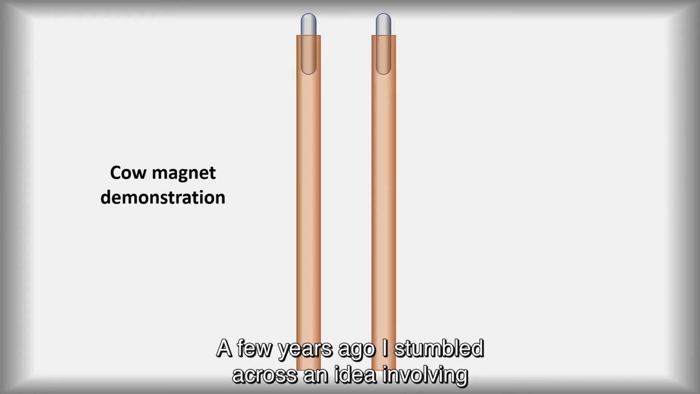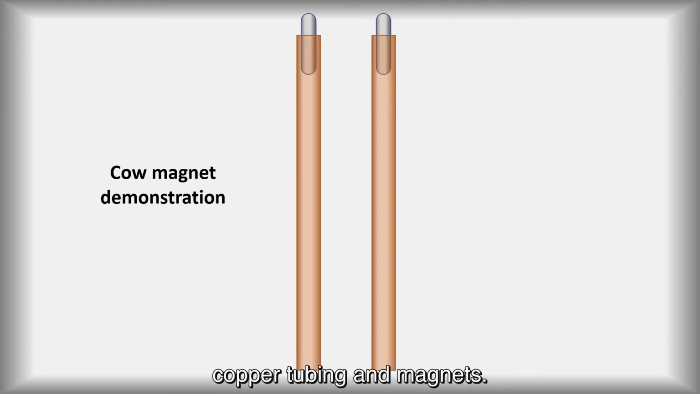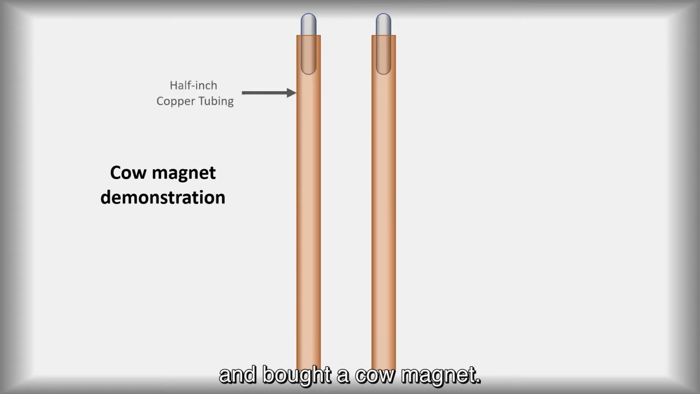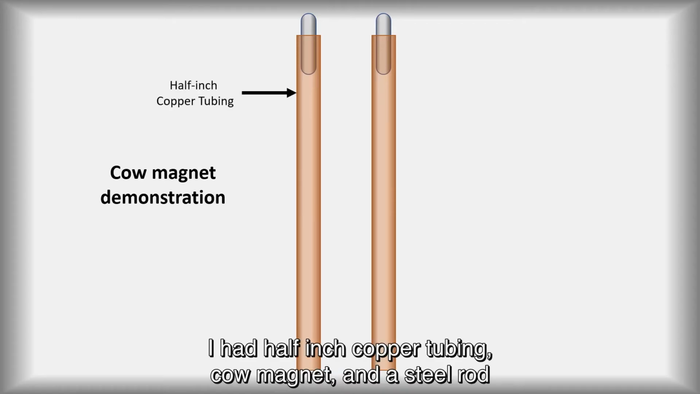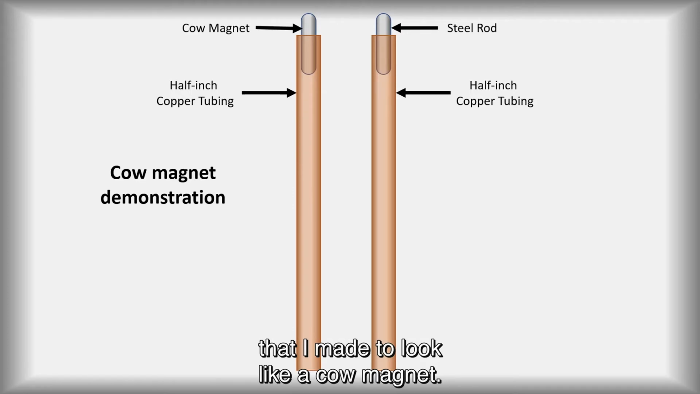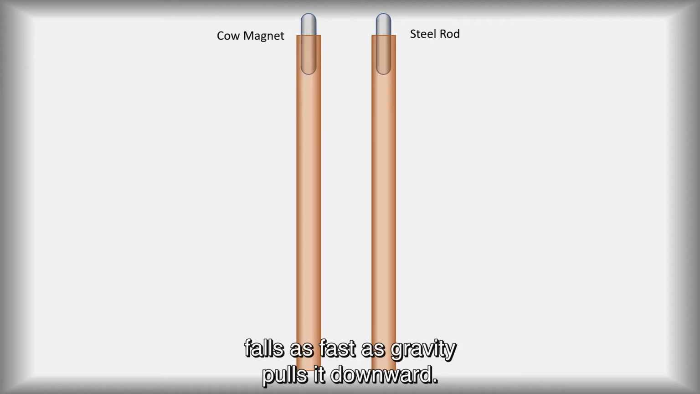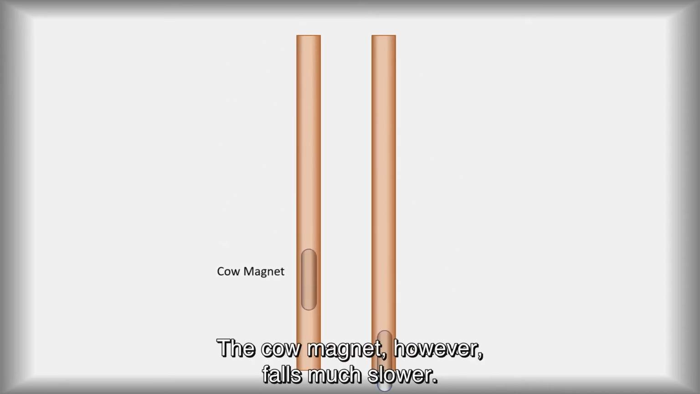A few years ago, I stumbled across an idea involving copper tubing and magnets. So I got myself a piece of copper tubing and bought a cow magnet. I had half-inch copper tubing, a cow magnet, and a steel rod that I made to look like a cow magnet. When the steel rod is dropped, it falls as fast as gravity pulls it downward. The cow magnet, however, falls much slower.